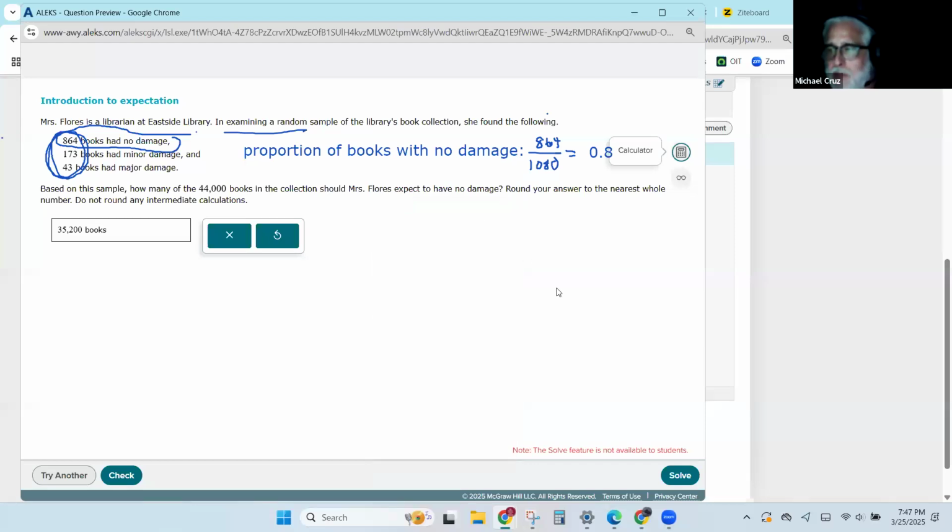So that's an expectation. In other words, that's what we would expect to happen. It may not be exact, but more or less, that's what expectation is. It tells us what we can expect to happen over large numbers, and in this case, of the 44,000, 80% of them, 35,200.